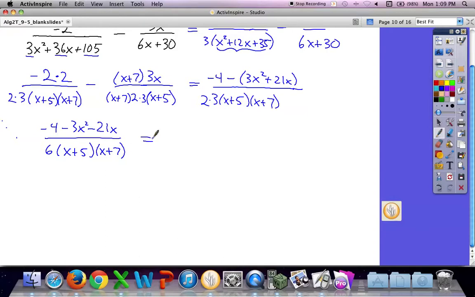And I wouldn't leave the numerator like that. I would put it in standard form. So the leading term will be negative 3x squared minus 21x minus 4 divided by 6 times x plus 5 times x plus 7. And that's done.